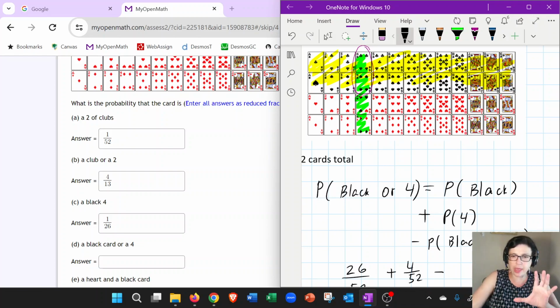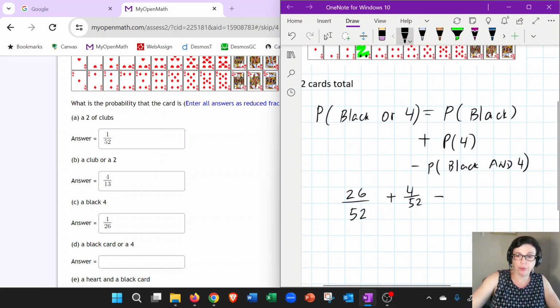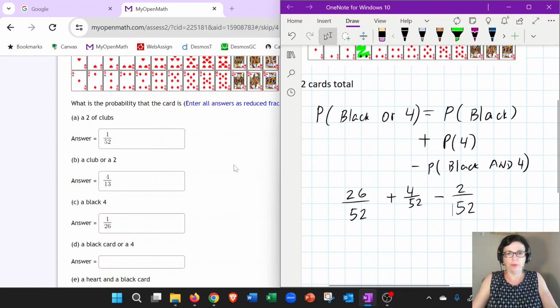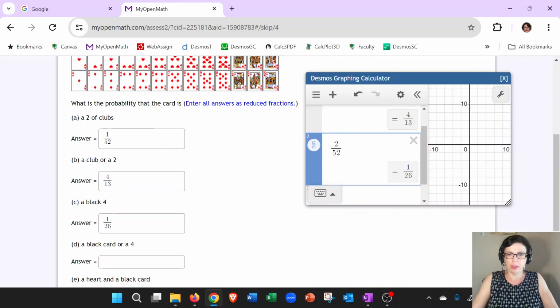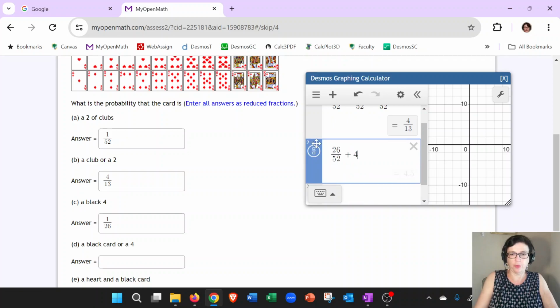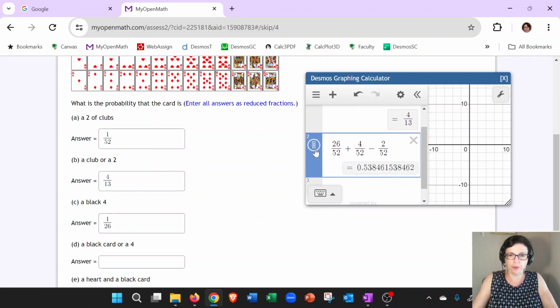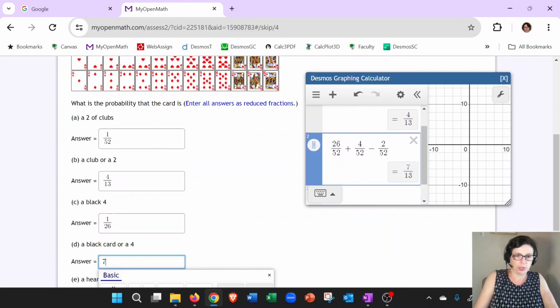So again, the and means both at the same time. But I already know that it's right here. There are only 2 cards that are black and 4 at the same time. So that would be 2 divided by 52. So if I were to simplify that, 26 out of 52 plus 4 out of 52 minus 2 out of 52, that's 7 over 13.